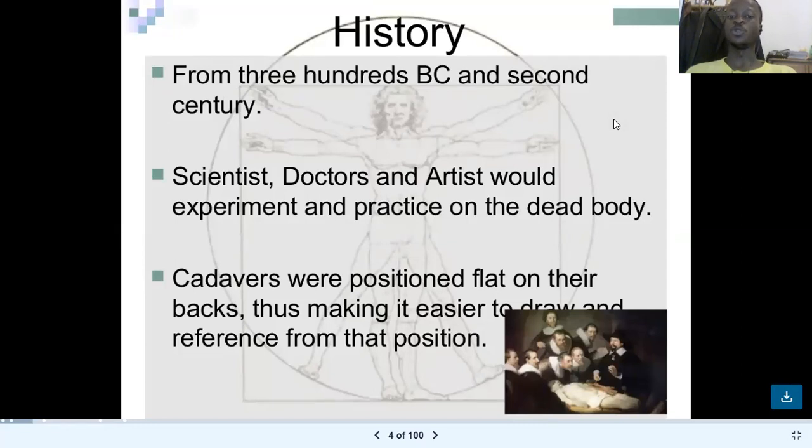And cadavers used to be placed flat on their backs, thus making it easy to draw and reference from that position, which nowadays we see by placing our cadavers on the dissection tables, 90% of the time lying on their back, below the upper limb, the thorax, the abdomen, the head and neck, and the lower limb, as well as the pelvic cavity, and would then flip them to look at the back, as well as the flexor compartments in the lower limb, plus the gluteal region, right?